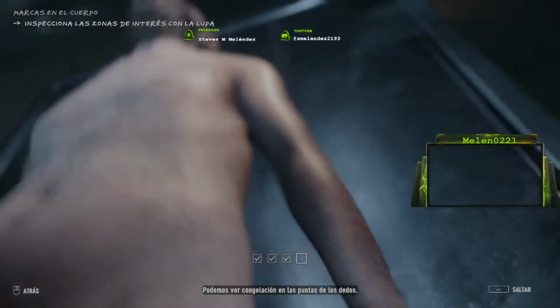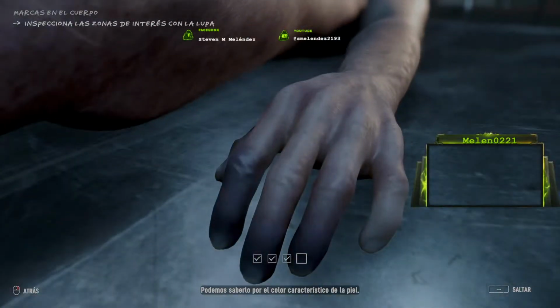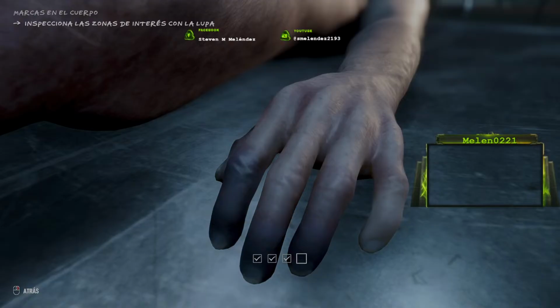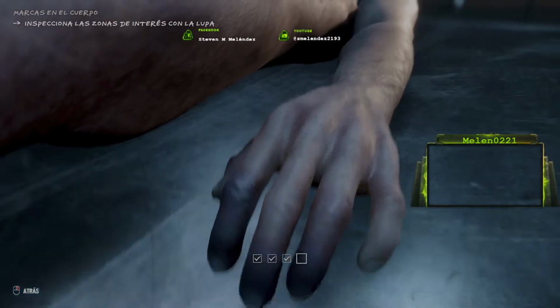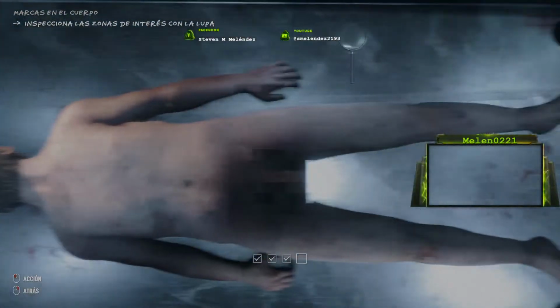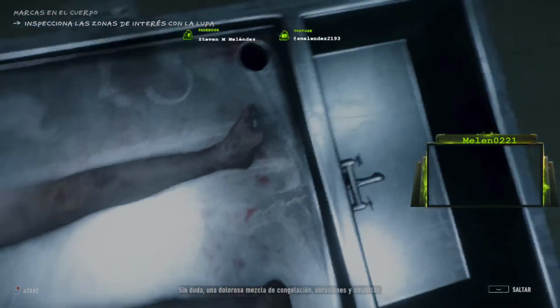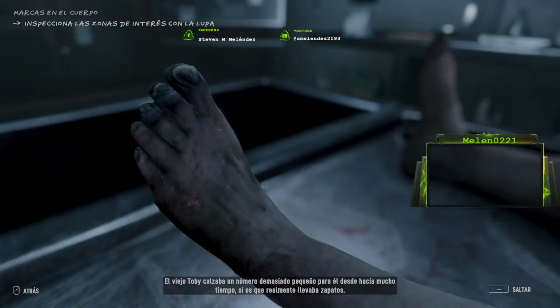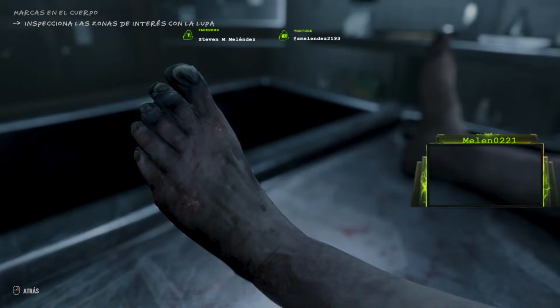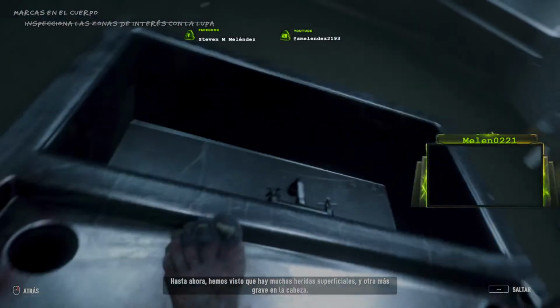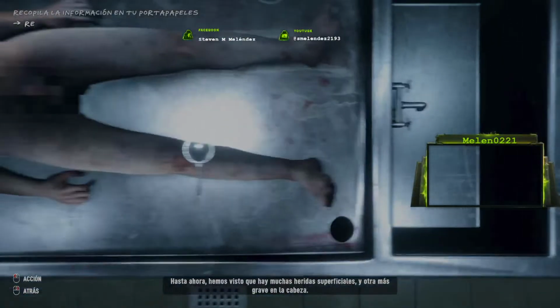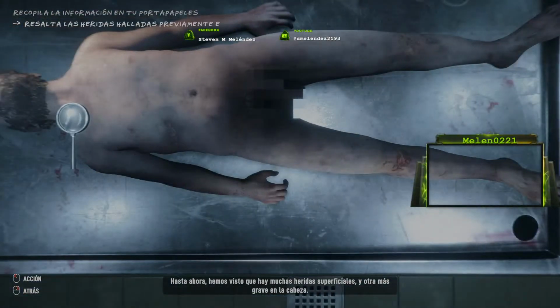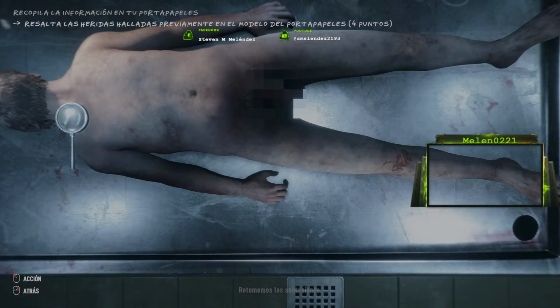Here we can see frostbite on the fingertips. We can tell by the characteristic skin color. Definitely a painful mix of frostbite, abrasions, and blisters. Old Toby had been wearing shoes too small for him for a very long time. That's if he wore any at all. So far, there are a lot of superficial wounds, but only one serious injury to the head. Let's go back to our notes.